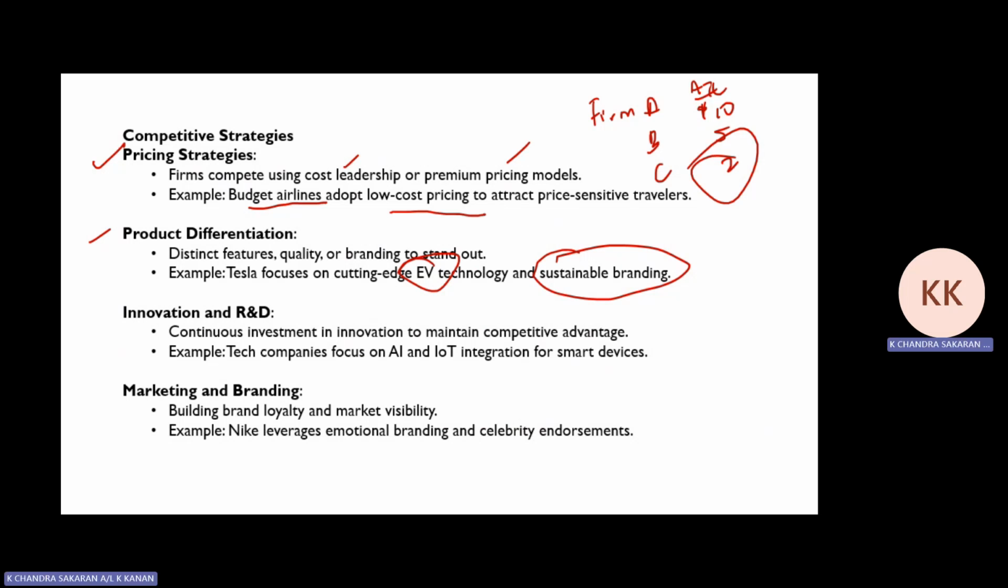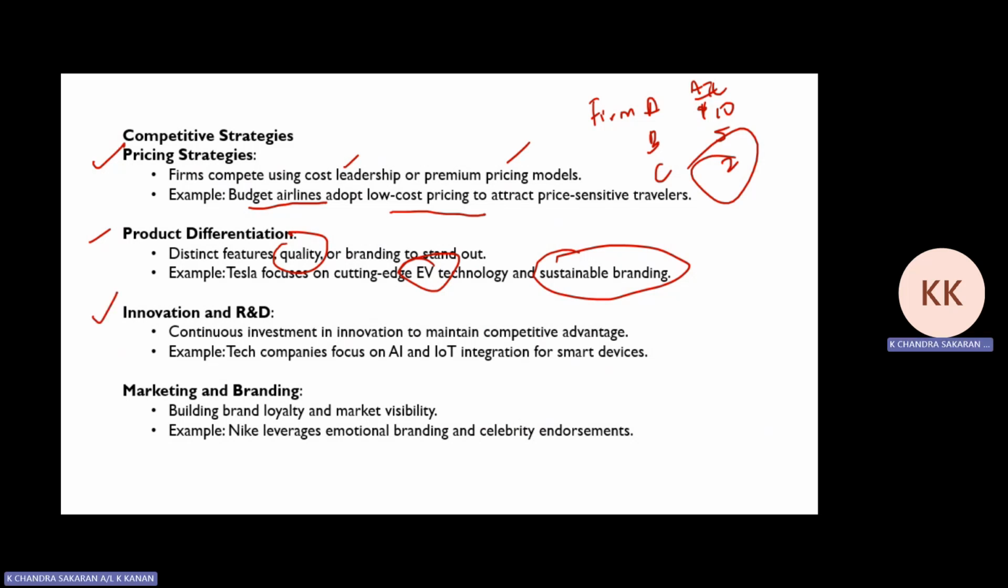Okay, some focus on quality, some focus on certain features, some take cheap. Some sellers will say their product is cheaper than any other product in the market. So they go for pricing. So they use very cheap material to produce the product.